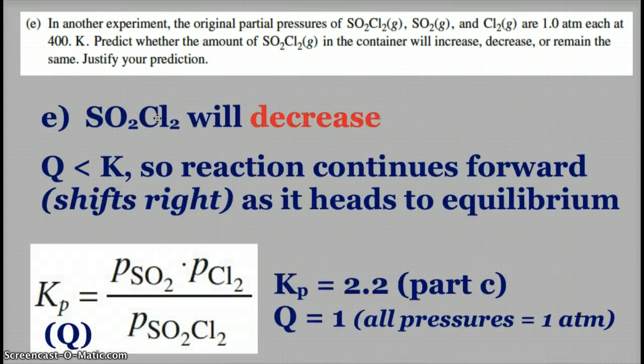Alright, so here's everything that we need. So my Kp expression, or Q expression, when I plug 1 in for everything, that means Q is equal to 1. That is less than my K value. 1 is less than 2.2. So the reaction is going to shift to the right, continue towards equilibrium. Because the reaction is going to the right, that means the amount of SO2Cl2 is going to be decreasing, because it's going to be decomposing.